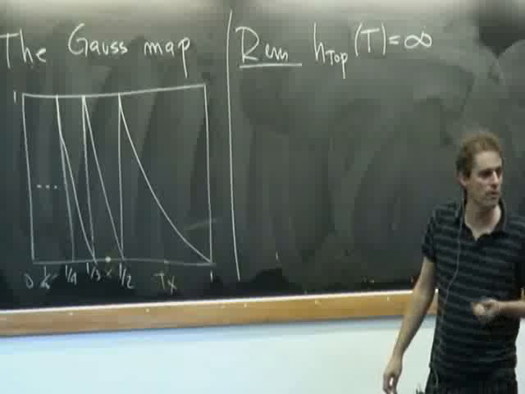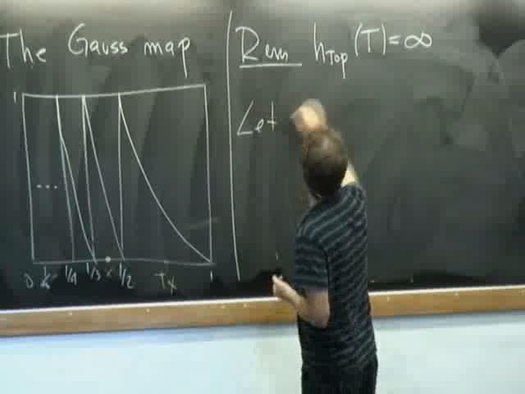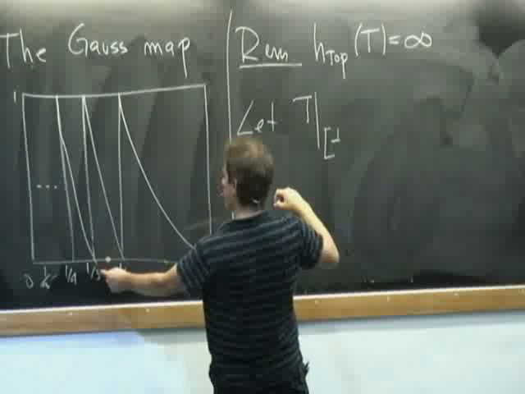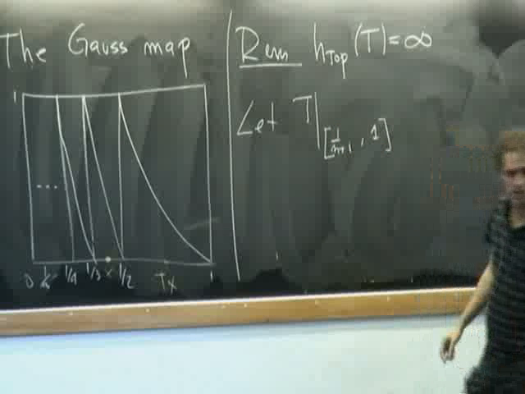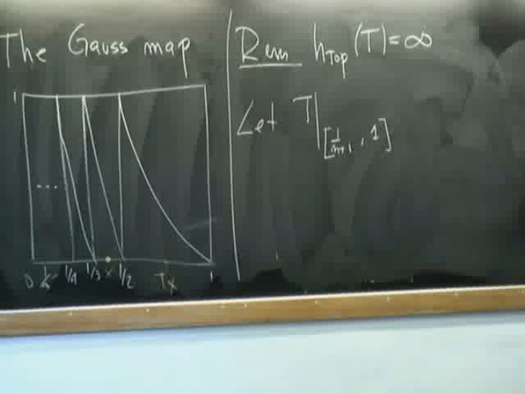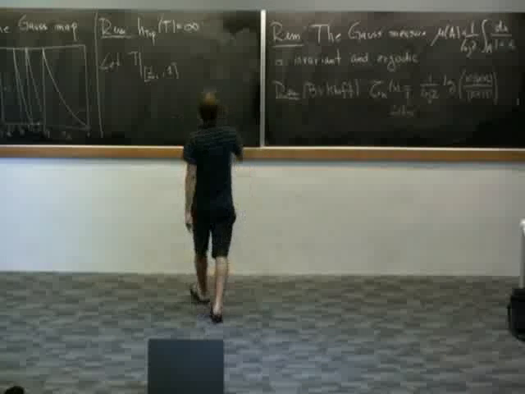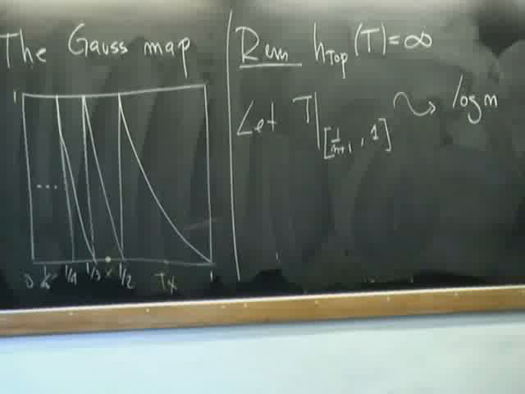How can you be convinced of this? Consider the restriction of the map to 1 over n plus 1 to 1. This is a map with finitely many branches, with n full branches. It's not hard to prove that the entropy of this is log of n. You add more branches, the entropy of a subsystem grows. In particular, the entropy of the full system is actually log n.